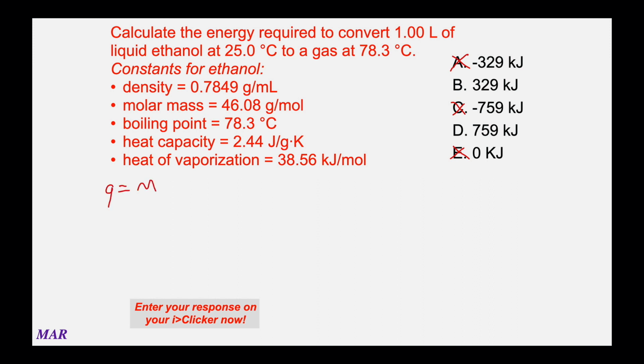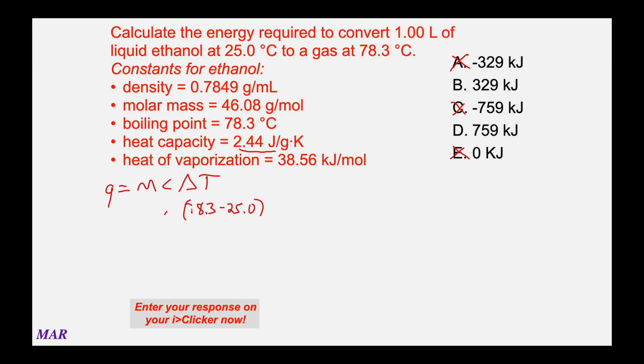So one step would be an MC delta T. This is where we're heating the ethanol. The delta T part would be 78.3 minus 25. That's the delta T part for heating up the ethanol. And the C will be the heat capacity value. That's the 2.44 number. The mass here, it says we have 1 liter. And there are 1,000 milliliters in a liter. So 1,000 milliliters times the density is going to give you the mass.